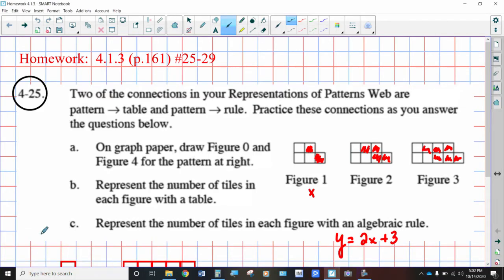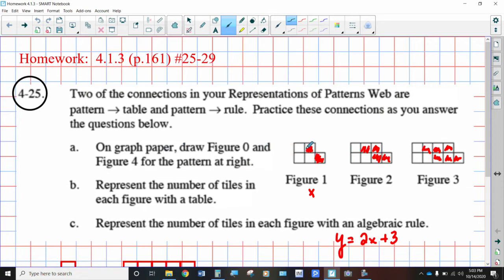Alrighty, let's take a look at our homework. Lesson 4.1.3, problems 25 through 29. Two of the connections in your representations of patterns webs are pattern to table and pattern to rule. So practice these connections as you answer the questions below. On graph paper, draw figures 0 and 4 for this pattern at the right.